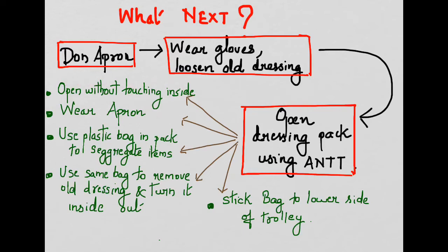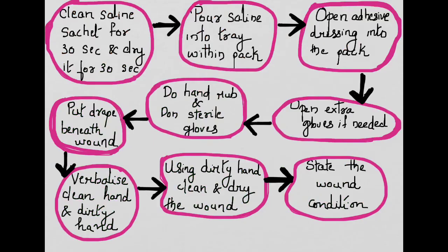Use the plastic bag inside the pack to segregate the items, assuming that it is your gloves. Use the same bag to remove the old dressing and turn it inside out. Stick the bag to the lower side of the trolley. Clean the saline sachet for 30 seconds and dry it for 30 seconds. Pour the saline into the tray within the pack. Open the adhesive dressing into the pack. Open extra gloves if needed. Do the hand rub and don the sterile gloves.